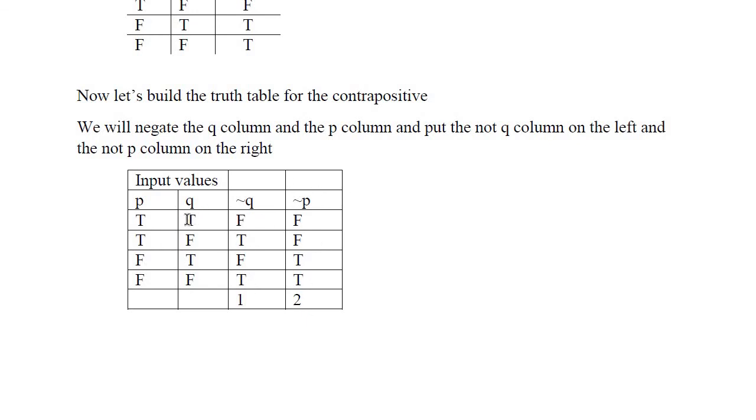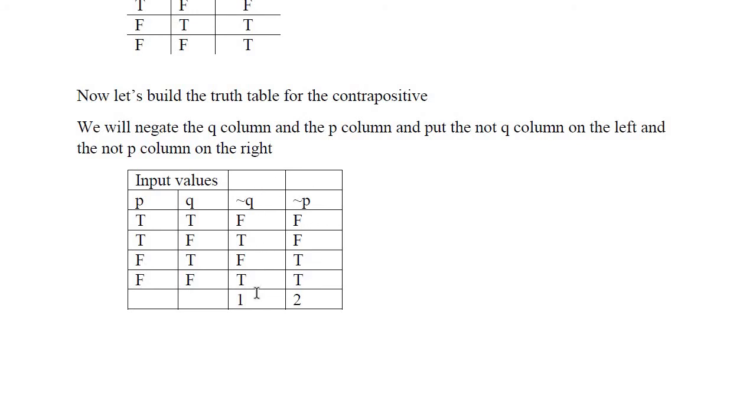Negating my Q column: negating a true gives me a false. Negating a false gives me a true. Negating a true gives me a false. Negating a false gives me a true. Negating my P column: negating a true gives me a false. Negating a true gives me a false. Negating a false gives me a true. Negating a false gives me a true.